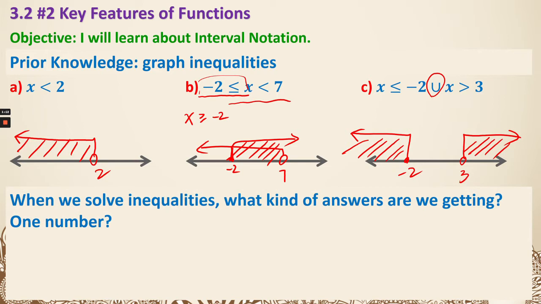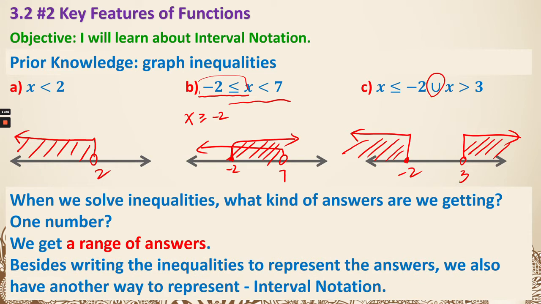When we solve inequalities, what kind of answers are we getting? Are we getting just one number? Well, for equations, we are getting one number. And for absolute value, we're getting like two numbers sometimes. And for inequality, we are actually getting a range of answers. And that's why we have the name interval notation. Besides writing the inequality to present the answers, we also have another way to present, which is called interval notation.